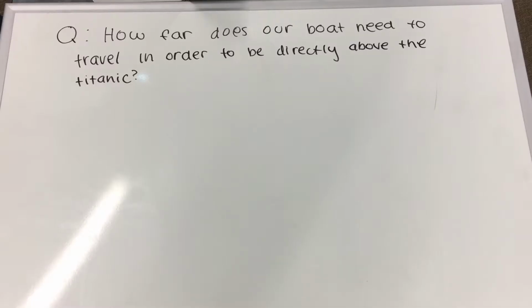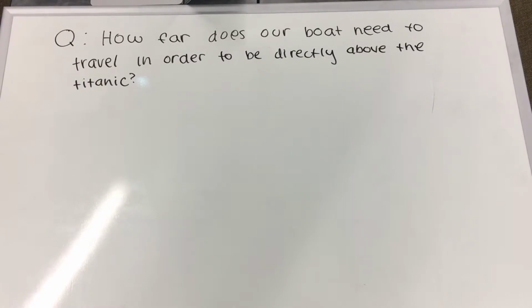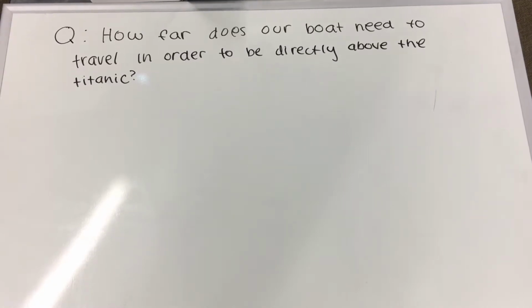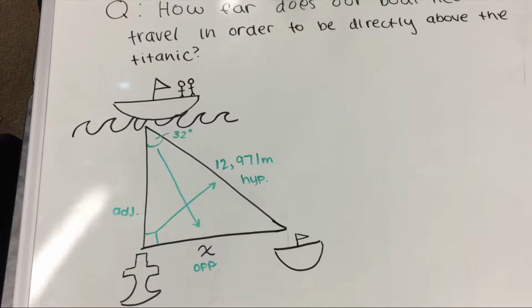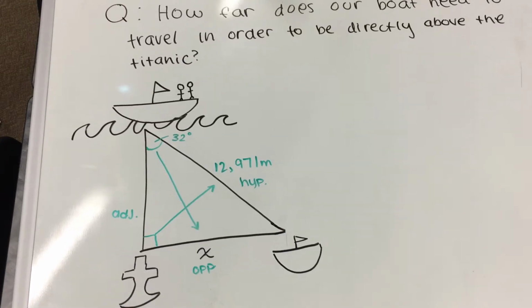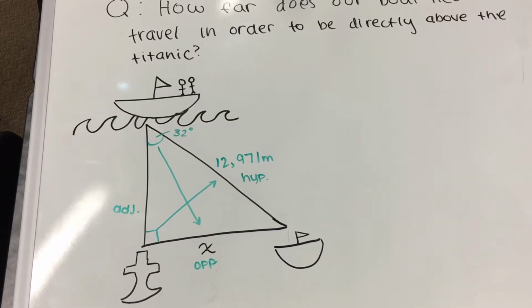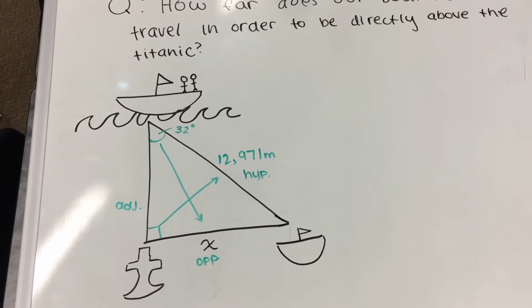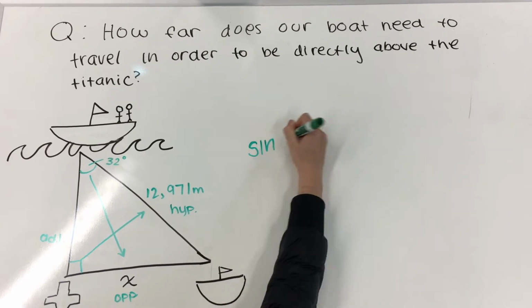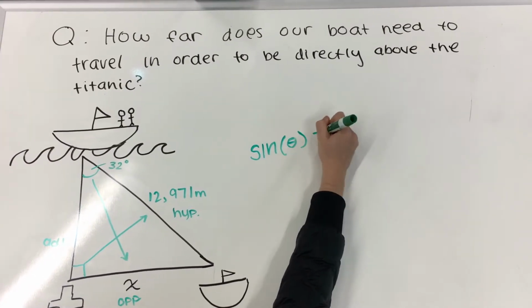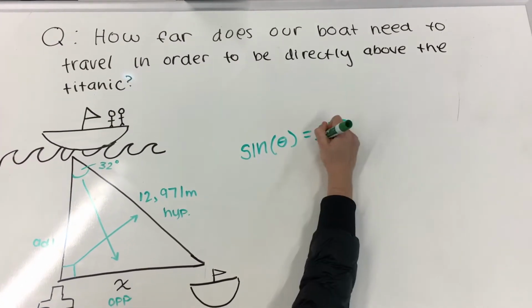The next problem we face is how far does our boat need to travel in order to be directly above the Titanic? We started off the problem the same way. Our angle monitor still reads 32 degrees, and we now know we have to swim 12,971 meters to reach the boat. Now we know which sides we're dealing with, we can assume that we are going to use the sine ratio.